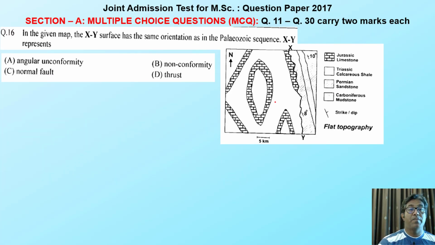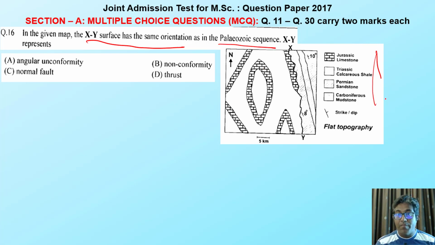In the given map, the XY surface has the same orientation as in the Paleozoic sequence. Why is it written there that the XY surface has the same orientation as in the Paleozoic sequence? Here the examiner or the organization wants to confuse you with different words. See here they wrote Paleozoic sequence, but there is nothing like a Paleozoic sequence. Which one is the Paleozoic sequence?